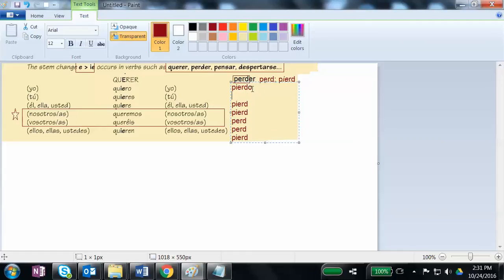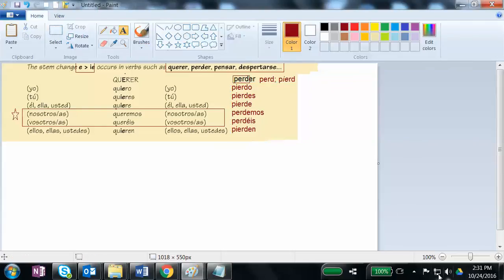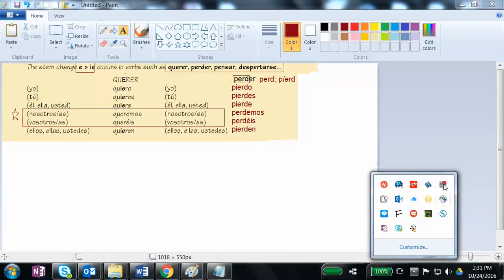O, ES, E, EMOS, EIS, and EN. Okay, so when you're told it's a stem changer and it's an E to IE, that's what you would do to it.